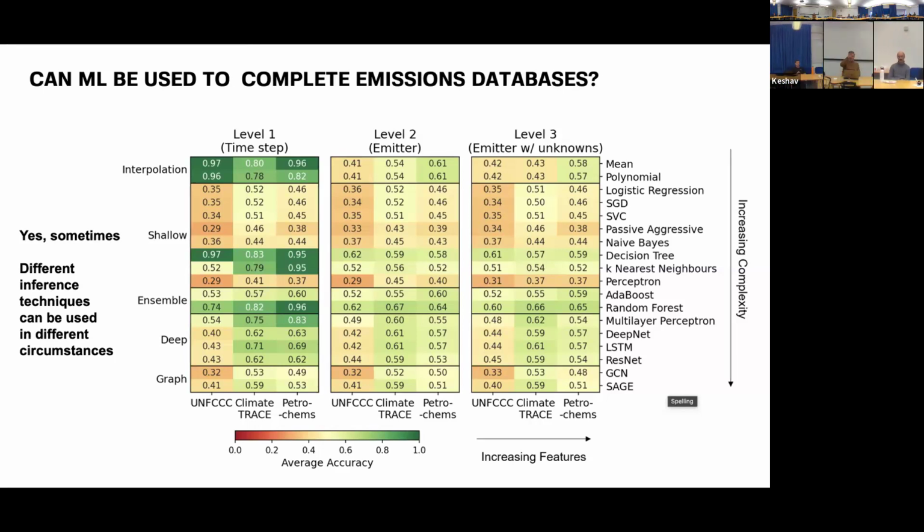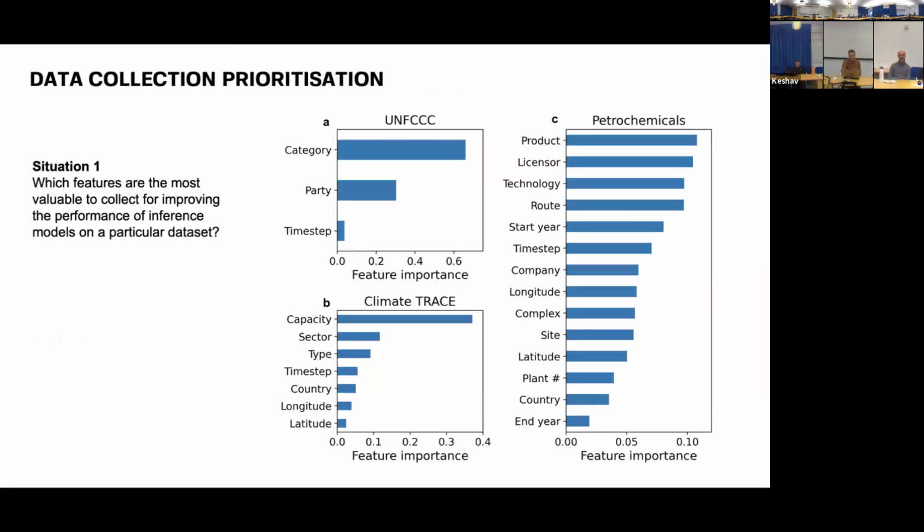Yeah, and the results didn't all end up orange to green. So, when we're thinking about these 3 different databases, what you would focus on is which feature is the most valuable to collect. If you're missing data, in the UNFCCC data it's the category of emissions that's important. In the Climate TRACE ones, the capacity of the plant. And in our petrochemical ones, it's the product and the license of the technology. So if we can collect this data, we will be able to reduce our uncertainty on the calculation that we've got. We did some work on that.